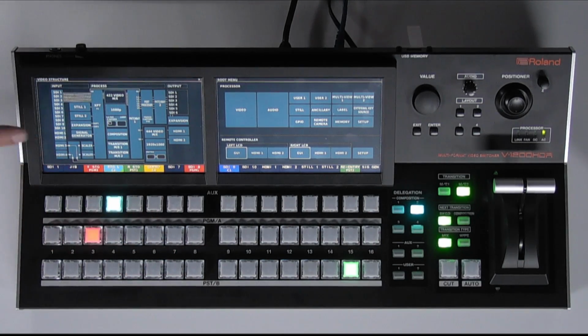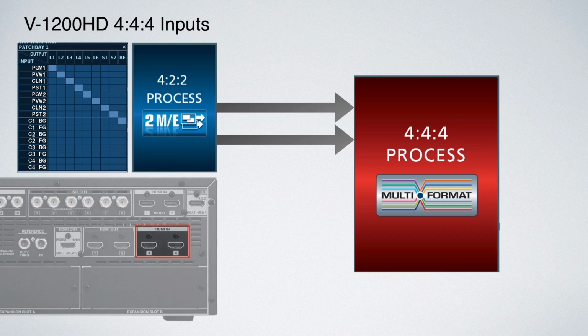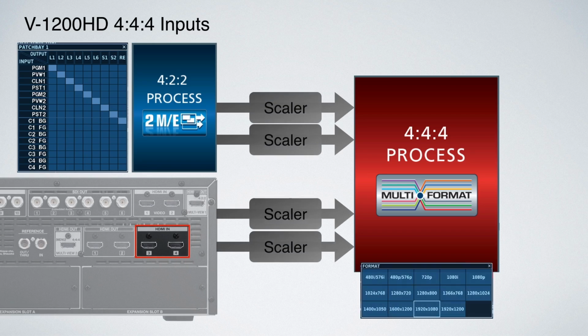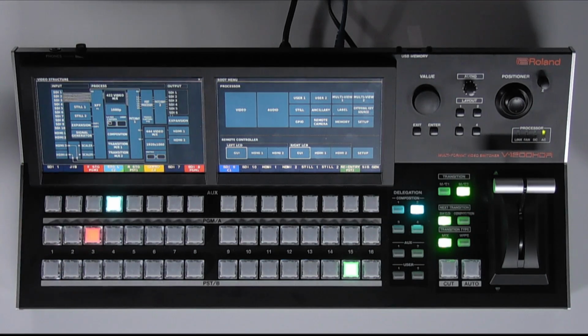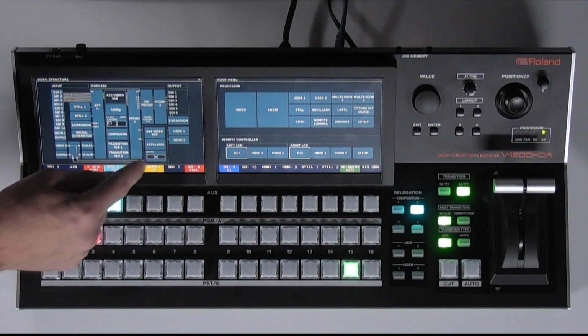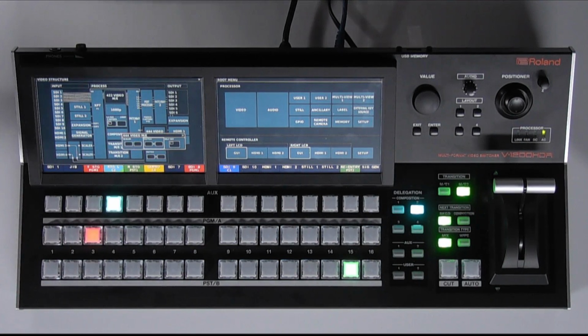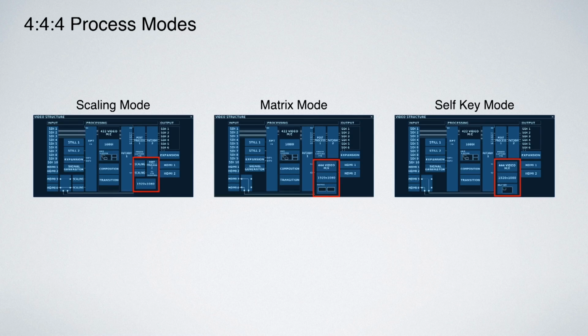Now, we also have HDMI 3 and 4 on the back of the unit. There's a total of 4 HDMI inputs. HDMI 3 and 4 also have scalers, and they can be routed as your 3rd and 4th input to the 444 processor. So once you get there, you now have 3 different modes that you can use with the 444 process. Let's take a look at those. First of all, we have a scaler mode, we have a matrix mode, and we have a self-key mode.